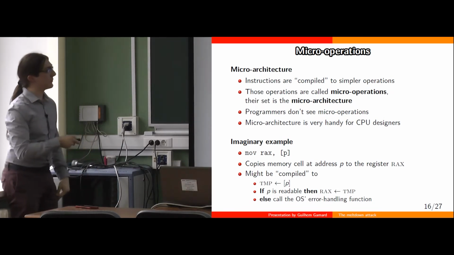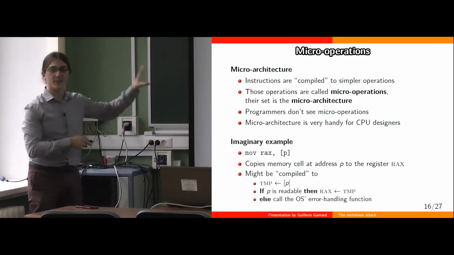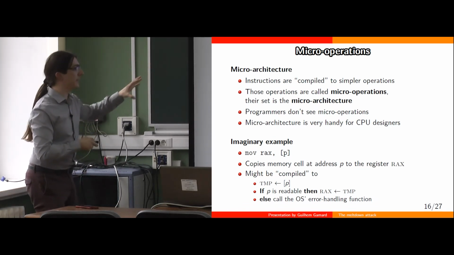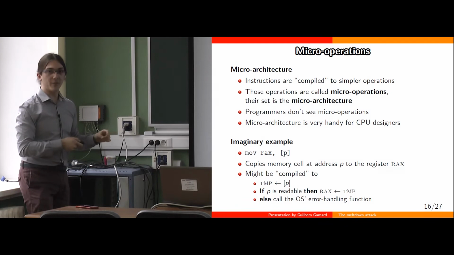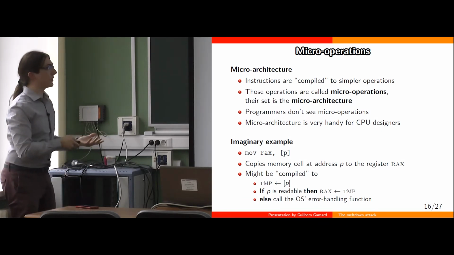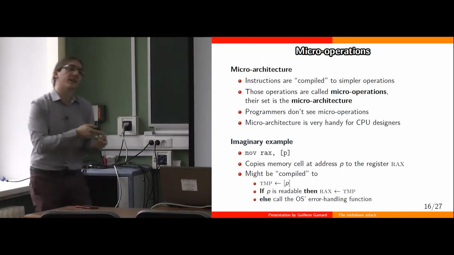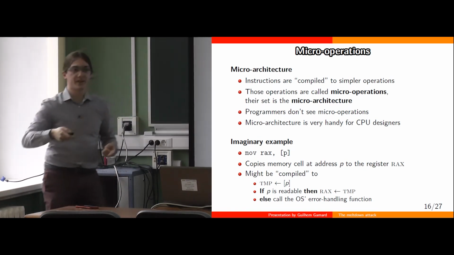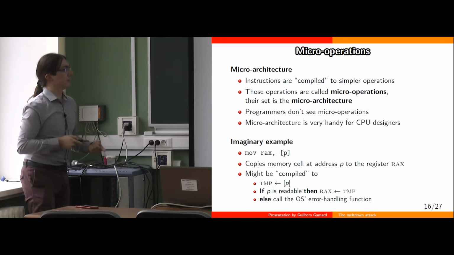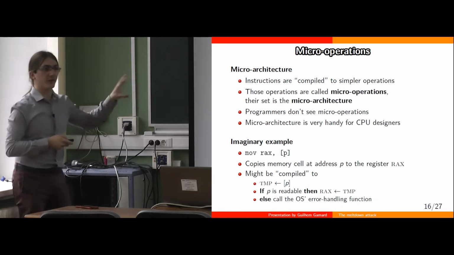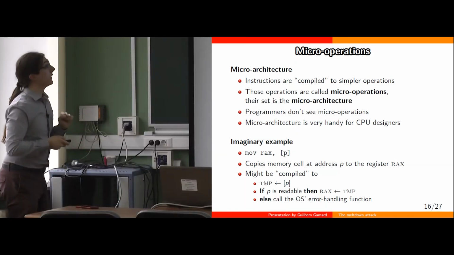And you see that this is more complex than this. So I insist that this is completely imaginary, just to fix your ideas, but this is an example of what could happen, and for instance, how you could use micro operations to handle the problem of checking that you have the right to read what you're reading. And this mental model is going to be enough to explain the problem.